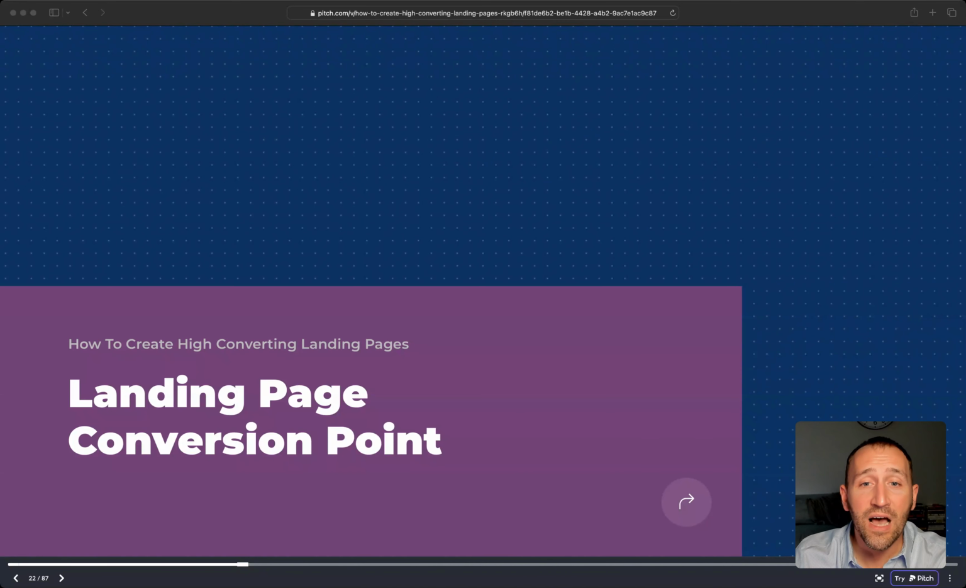Now that you understand how to message match and the importance of knowing your trigger, conversion point, and follow-up, next we'll be breaking down how to create a great conversion point, aka your landing page form.